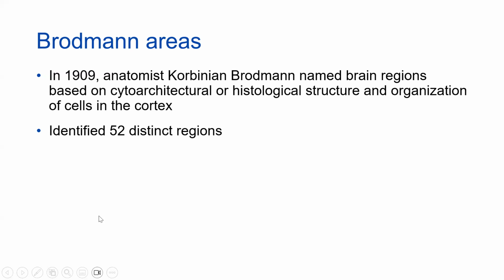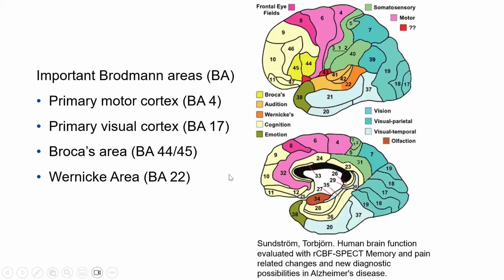So now I want to talk about Brodmann areas. In 1909, the anatomist Brodmann named brain regions based on cytoarchitectural and histological structure and organization of cells in the cortex. Through this method, he was able to identify 52 distinct regions. We're not going to ask you to memorize all of these 52 distinct regions, but we are going to ask you to know about 4 of them. These are labeled as Brodmann area 1 through 52.